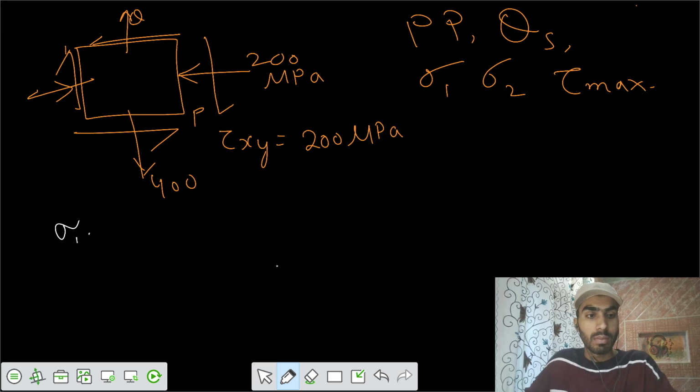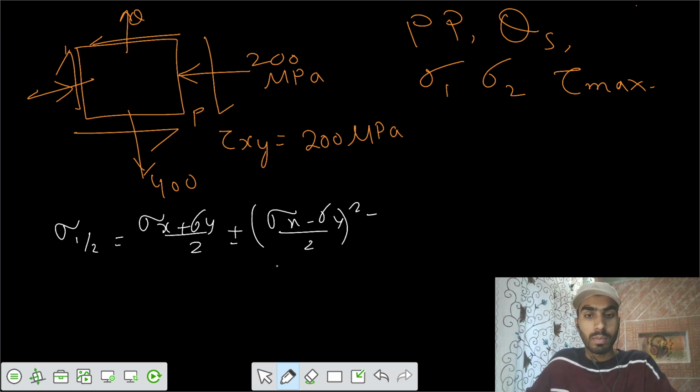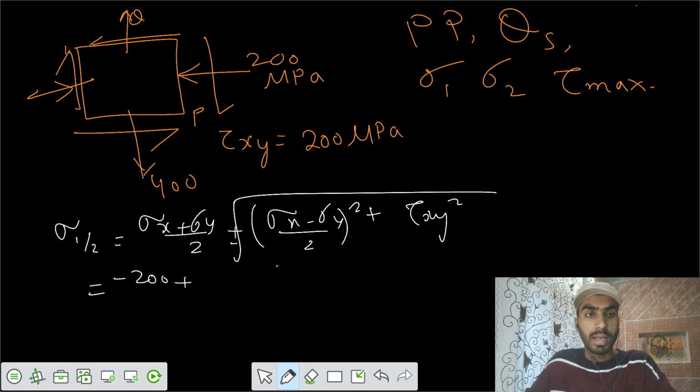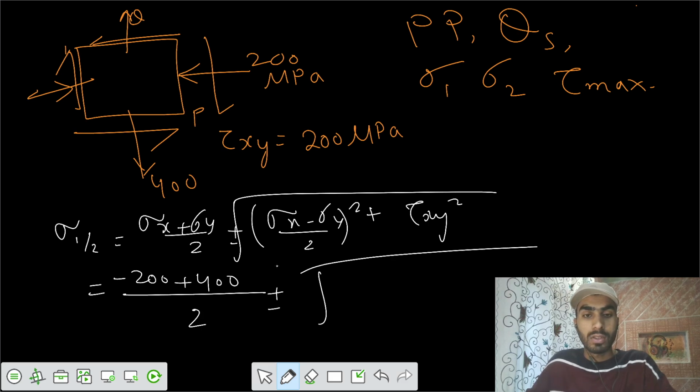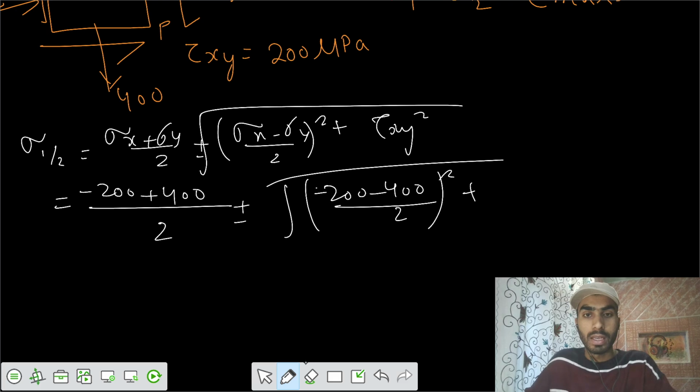Sigma 1 or sigma 2 equals sigma x plus sigma y by 2, plus minus the square root of sigma x minus sigma y by 2 whole squared plus tau xy whole squared. So sigma x is minus 200, sigma y is 400, divided by 2, plus minus the square root of sigma x minus sigma y by 2 whole squared plus tau xy squared. Tau xy is negative 200 megapascal.